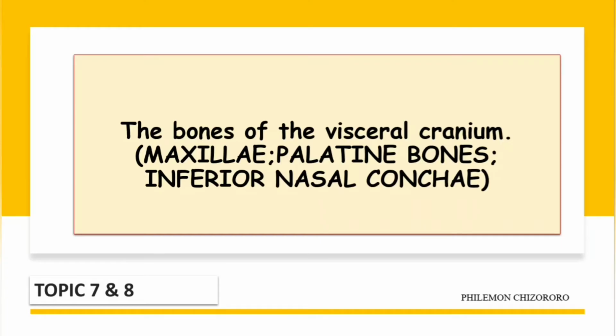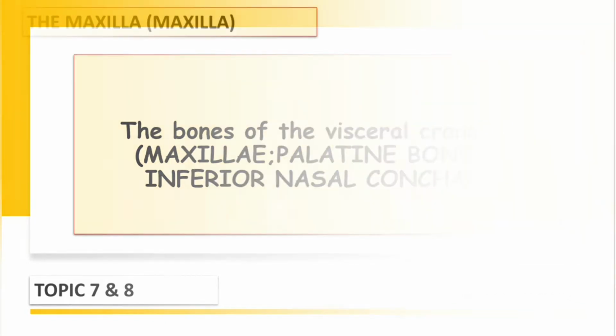Bones of the visceral cranium are very important because they form receptacles of organs of taste, for example, organs of vision, opening into the alimentary canal, that's the oral cavity, and nasal cavity for the respiratory system. So in this video, we are going to talk about maxilla, palatine bones, and the inferior nasal conchae. It's the second part of topic 7 and 8.